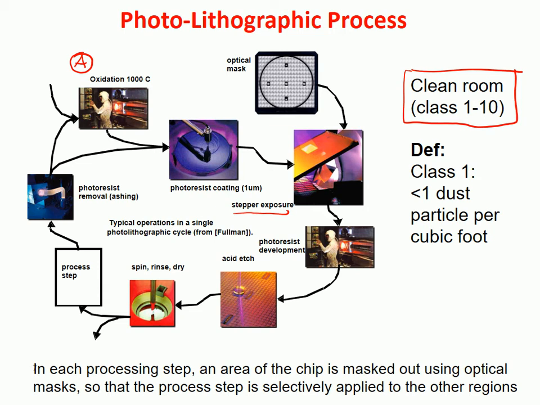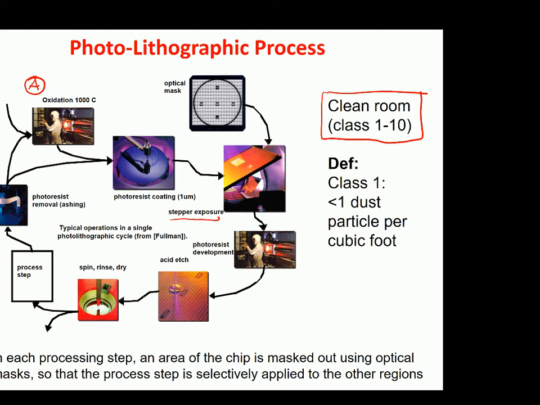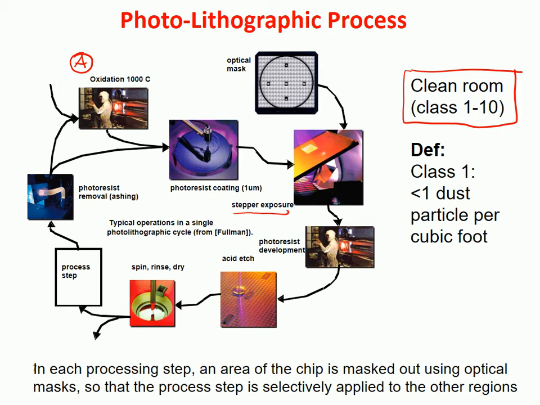This optical mask exposes the photoresist, and with this step, which is very similar to printing, we can change the physical properties of the photoresist which is exposed to light with respect to the photoresist which is not exposed to light. And then after that we have a photoresist development that allows us to remove the part of the photoresist which, depending on the type of photoresist, has been exposed to light with respect to the other.